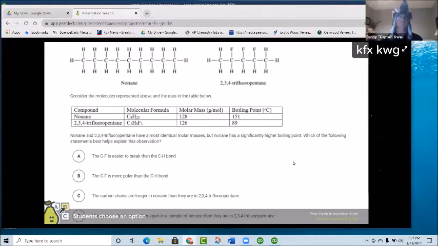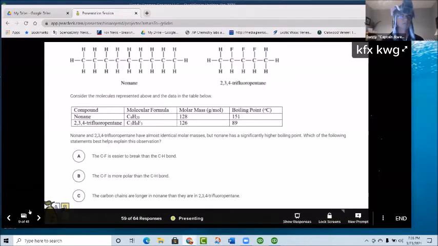Now, the reason why A is wrong is you have to keep in mind when you boil a liquid, you're not tearing that liquid apart into elements. So you're not breaking that CF bond when you're boiling something, and you're not breaking the CH bond. Those are the covalent bonds inside the molecule. What you're breaking is those intermolecular forces between two nonane molecules or between two of the trifluoropentane molecules.